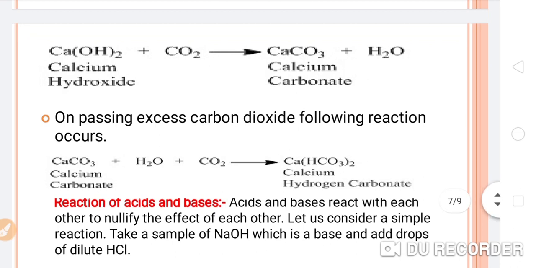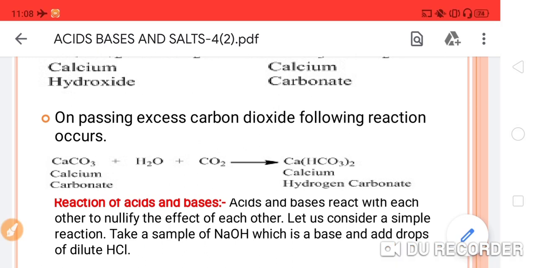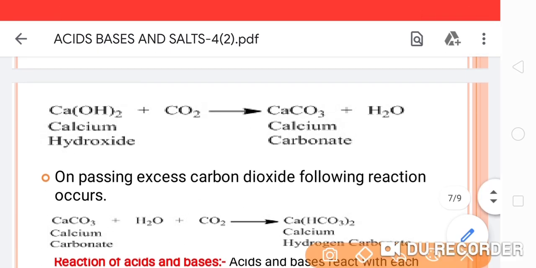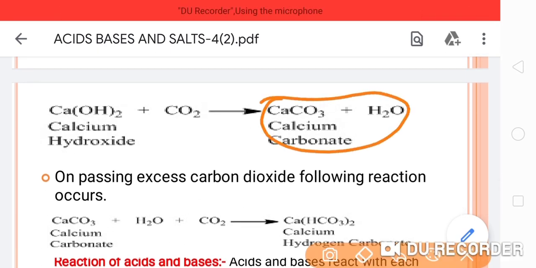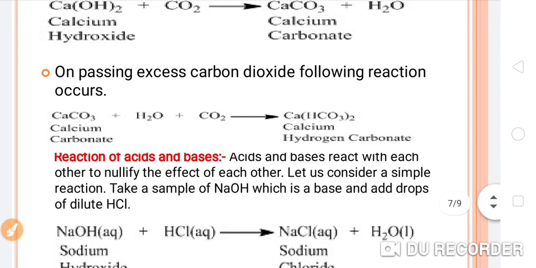Now next, on passing excess carbon dioxide gas, suppose we are passing excess carbon dioxide gas to this solution, at that time it will convert into calcium bicarbonate. Okay, it will convert into calcium bicarbonate. This is also a salt.